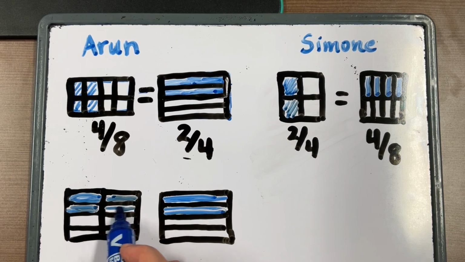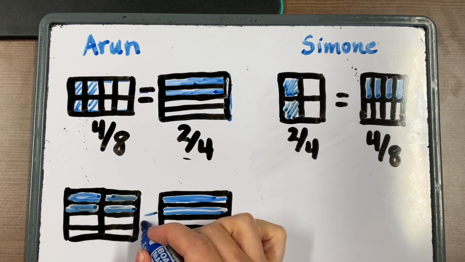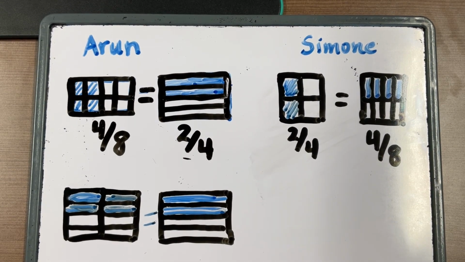So I would shade the same amount. What's another way Arun could have drawn his model that would be accurate?